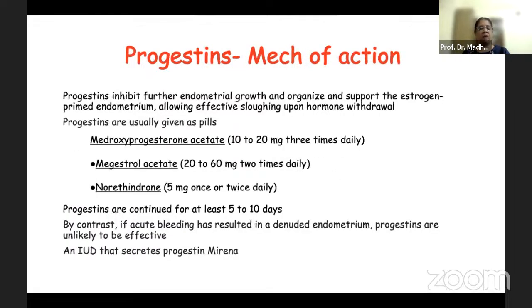Now, how do these progesterones work? They inhibit further endometrial growth. They stabilize the endometrium and support it so that on withdrawal of the hormones, there is effective sloughing. These are continued for at least 5 to 10 days. But remember, sometimes when they don't work, the bleeding is so severe that the whole endometrium has been denuded, and then these progestins are unlikely to be effective.